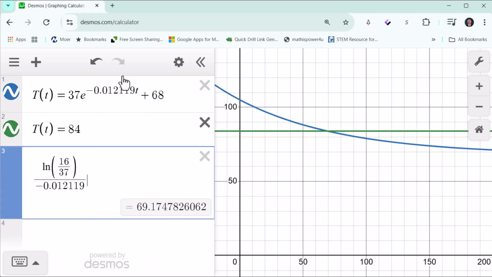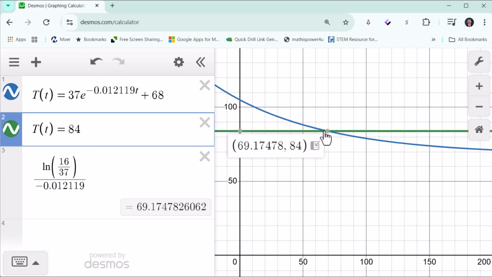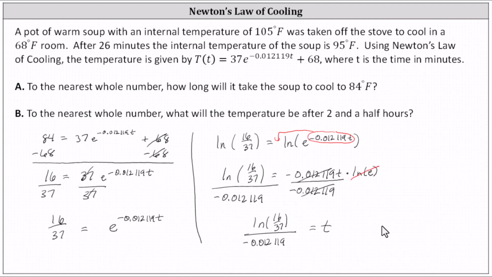Going to Desmos, first notice in cell 3 we have the quotient which equals t, which to the nearest minute is 69 minutes, and then above I've also entered T(t) equals 37e^(-0.012119t) + 68, as well as the constant function T(t) equals 84, and the graph is on the right. Notice the t value of the point of intersection gives us the same value for t. The time it takes for the soup to reach 84 degrees Fahrenheit. So again, we now know that t is approximately 69.